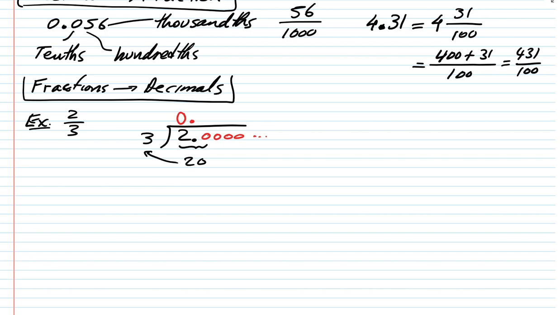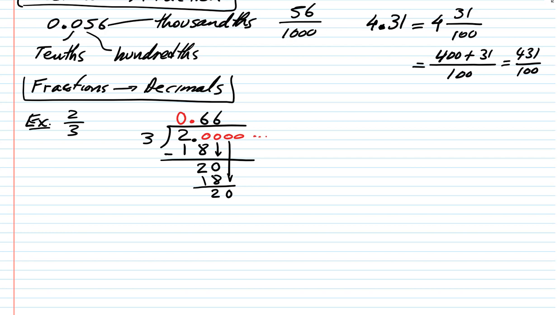7 times 3 is 21. That's too big, so we're going to go 6. 6 times 3 is 18. You don't need to carry the decimal any further. We know it's there. Then we subtract 18 from 20, we get 2. Because 2 again is less than 3 in this new remainder, we bring down another 0 and do it again. 6 times 3, 18. 2. Bring down another 0. And so on and so forth.